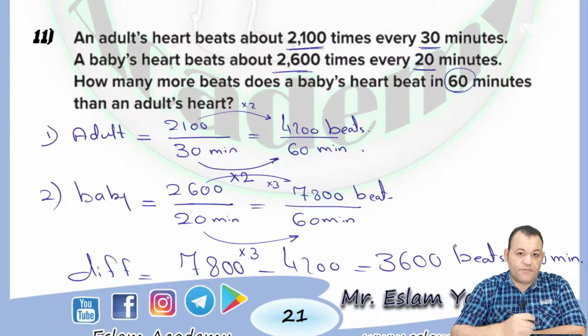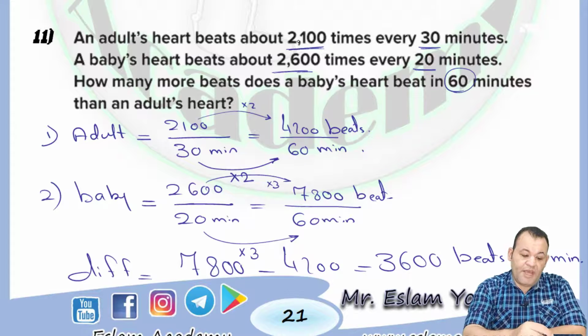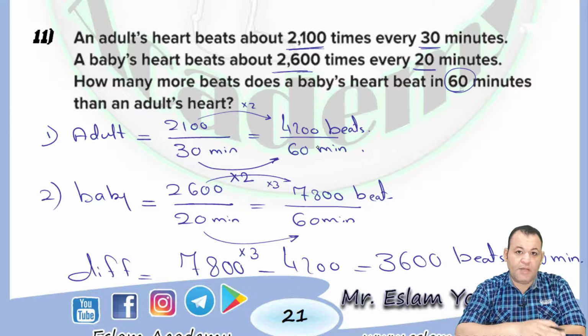So for this question, if you need to solve it, number 1, we have the number of beats for 30 minutes. So if you need to find for 60, just write the two fractions. Look at the relation between them. For 30 minutes to become 60, you multiply it by 2. Because you multiply the denominator by 2, you also need to multiply the numerator by 2.